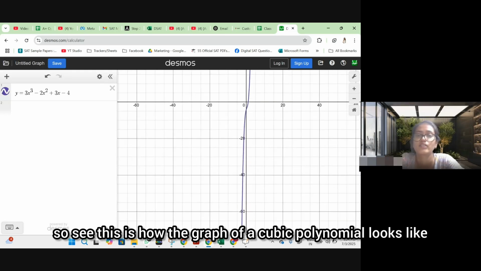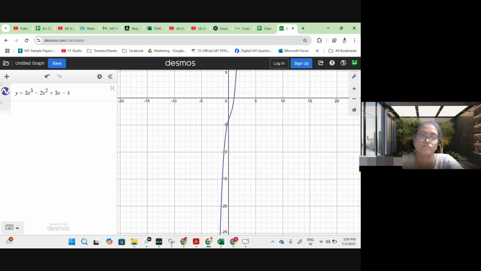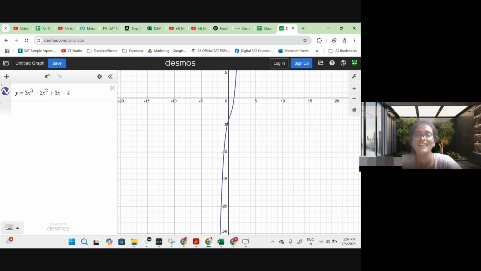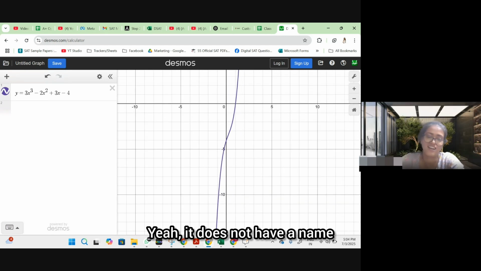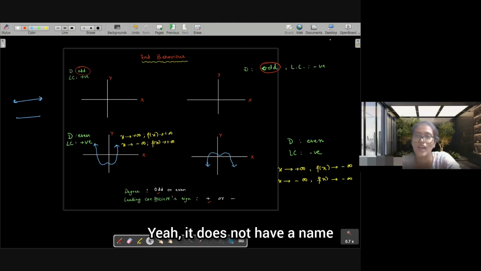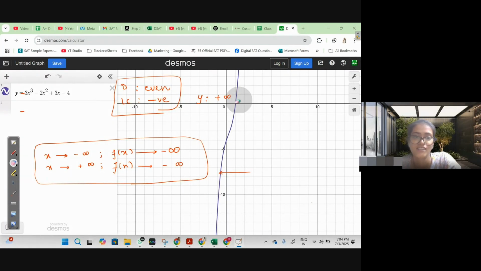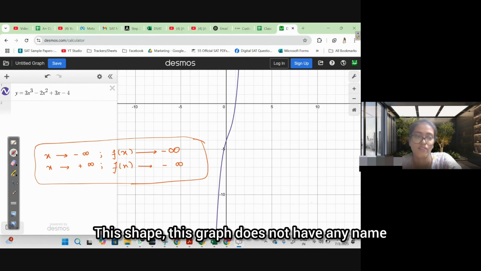Okay, so see, this is how the graph of a cubic polynomial looks. And it looks absolutely wonderful. It's not a parabola. It does not have a name. It just is. It does not have any name like parabola or hyperbola. This graph does not have any name.